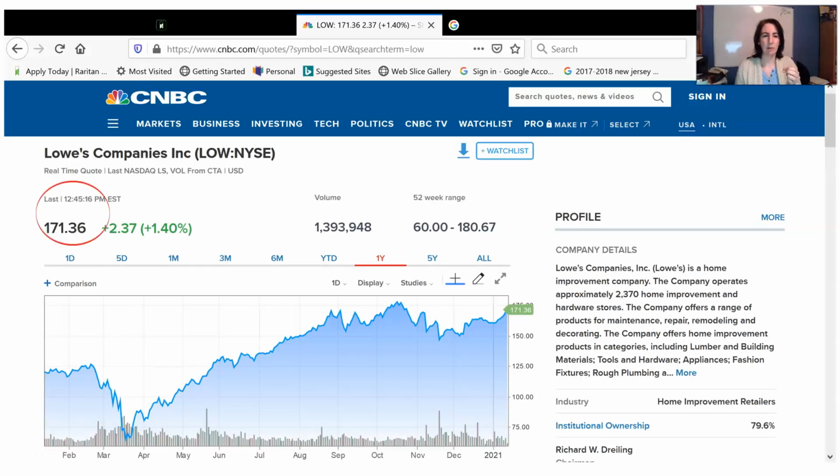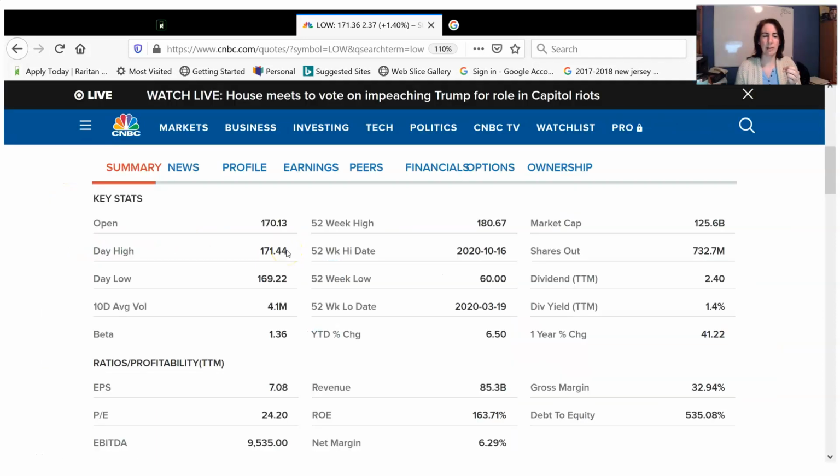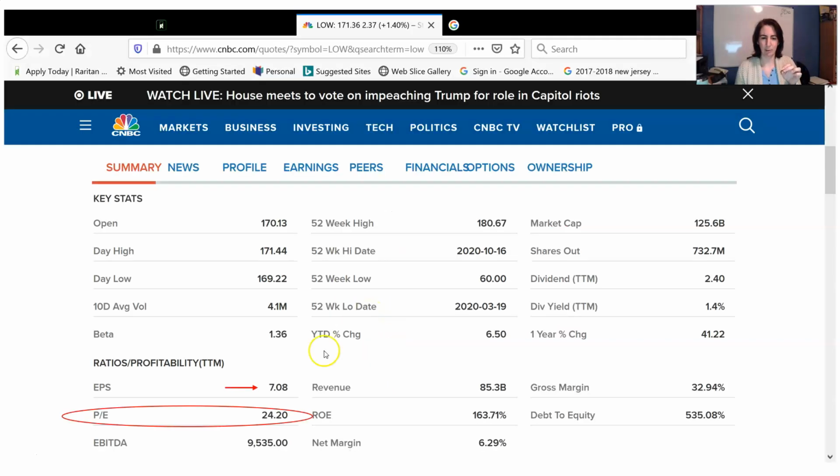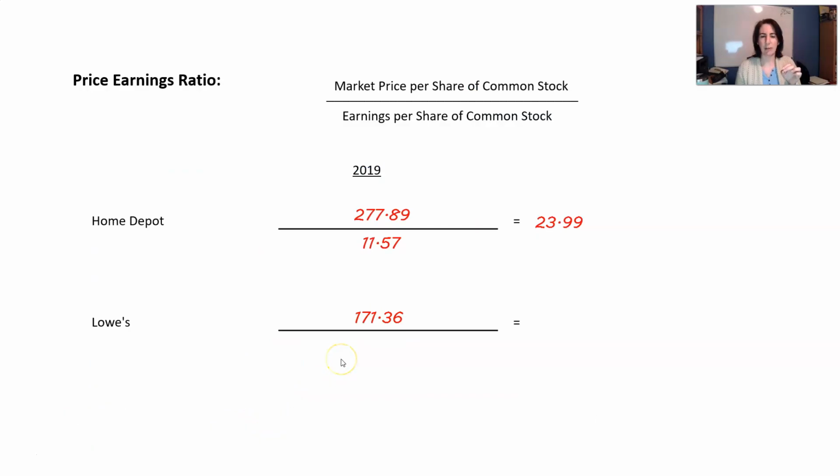Lowe's, on the other hand, let's take a look. We've got the same data for Lowe's, right? It's trading at 171.36. And the PE ratio is 24.2, and the earnings per share is 708. Oh, sorry, I had that in the wrong order. 24.2. Hang on, go back. There we go. PE ratio is 24.2, and the earnings per share is 708.